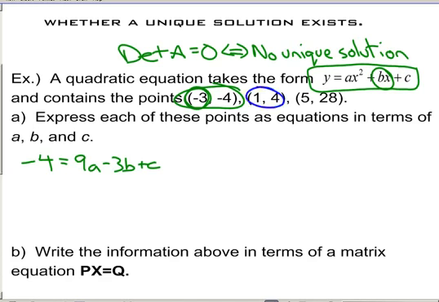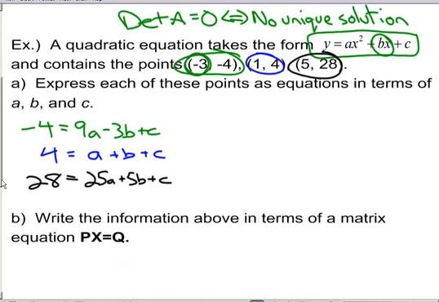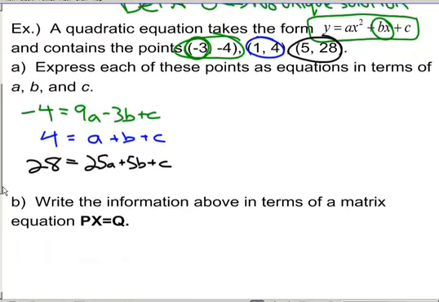So using 1, 4, that's a y value of 4. I put in 1 for x, so I get a times 1 squared, or just a, plus b times 1, or just b, plus c. Lastly, I'll do it for 5, 28. So for a y value of 28, we're going to have a times 5 squared, or 25a, plus 5b plus c. So now we've got a system of 3 linear equations in 3 variables. Our variables aren't x and y now. They're a, b, and c.